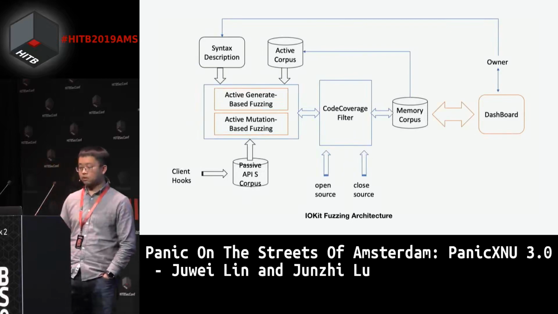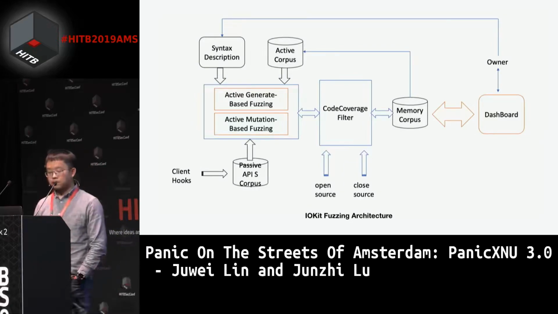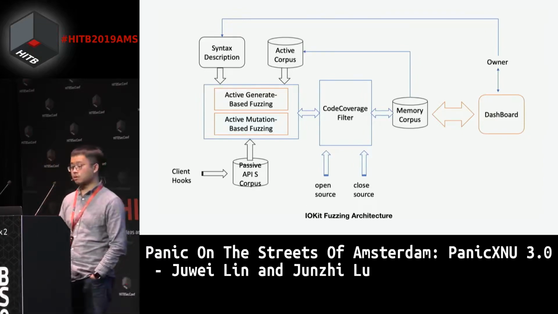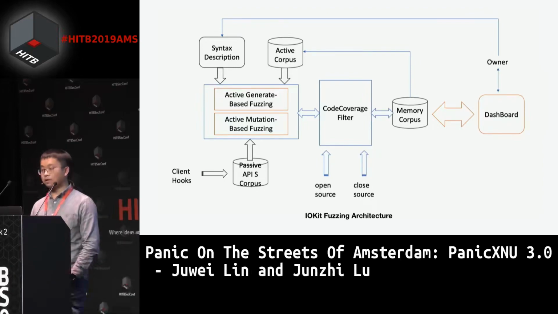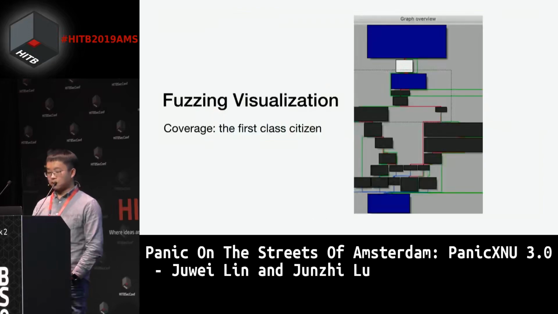This is the alkyd fuzzing architecture. We use some client hooks to get the passive API sequence corpus. And we can also use the SBI tool to get the code coverage from the closed source alkyd modules. We also have the dashboard to see what happens in everyday fuzzing. So next, let me invite my colleague Junzhi to give you an introduction of the fuzzing visualization under the daily operation.